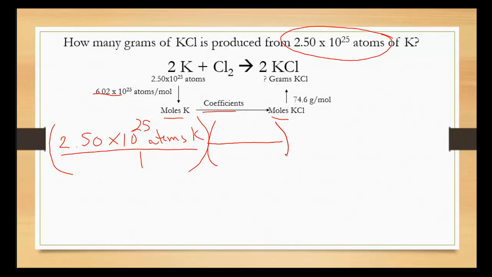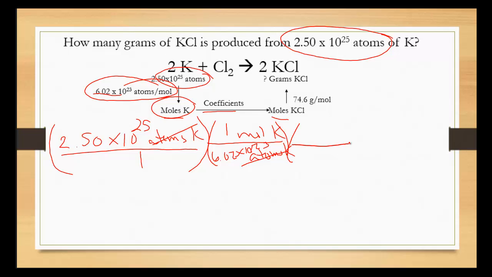Atoms of potassium are on top. That means I want to put atoms of potassium on the bottom. Notice we're right here and we're trying to get to right here. We're trying to get to moles of potassium. We're going to do that by using Avogadro's number, 6.02 times 10 to the 23rd. That's per mole, so that means 1 mole. The atoms of potassium can cancel out. So now we have it in moles of K, that's where we're going from, and we're trying to go to moles of KCl.